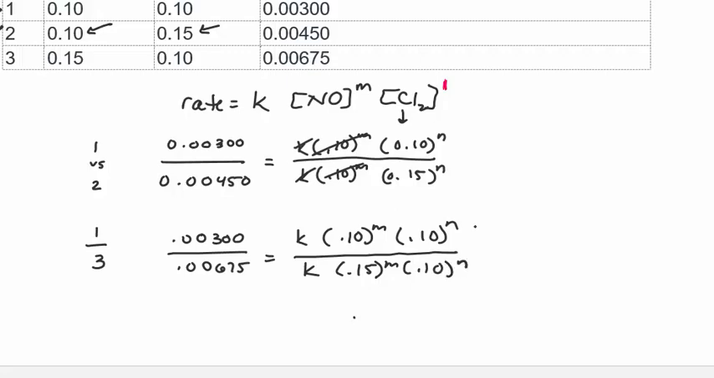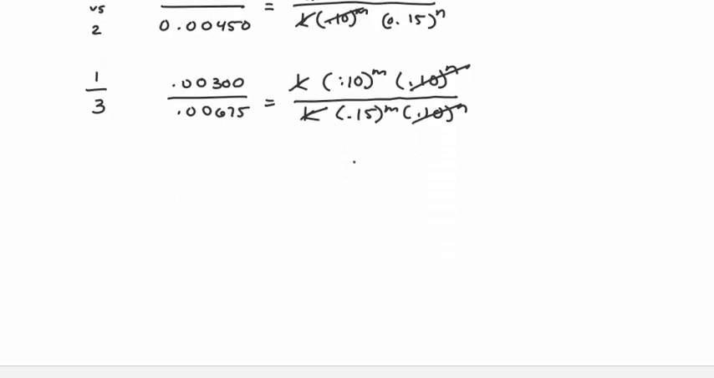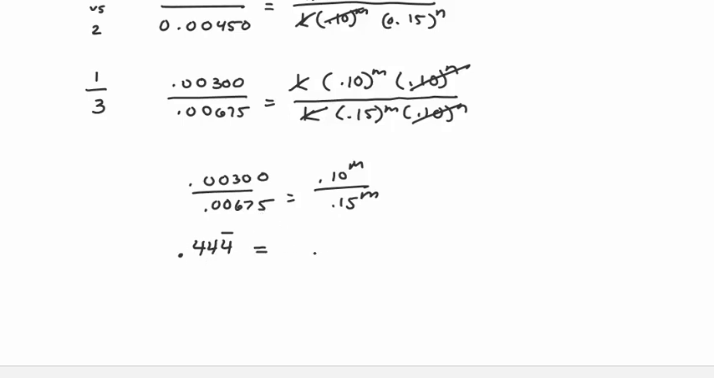So my k's cancel. And now I'm left with my rate versus my rate is equal to 0.10 to the m over 0.15 to the m. So in this case, I actually worked out the numbers because they didn't work easily into my fractions that could simply cancel. So now I have my decimal form, and that's going to be equal to this over this. So I'm going to take the log of both sides, and when I do that, the exponent comes out, and then I'm taking the log of the numbers themselves.